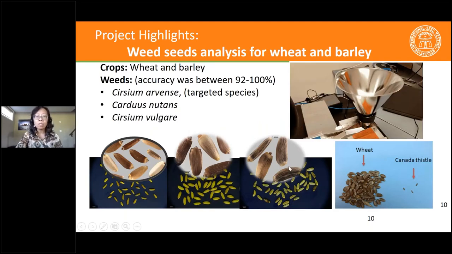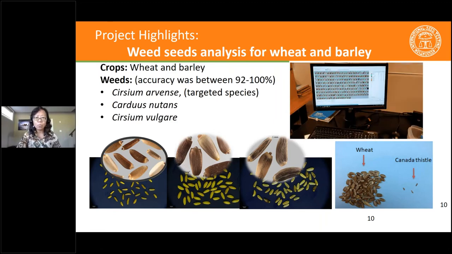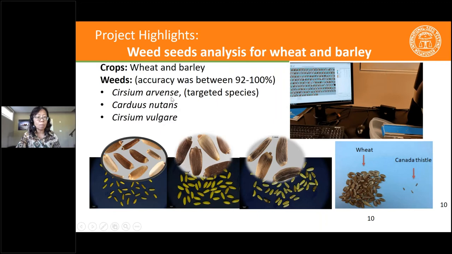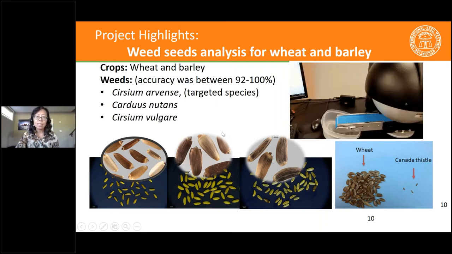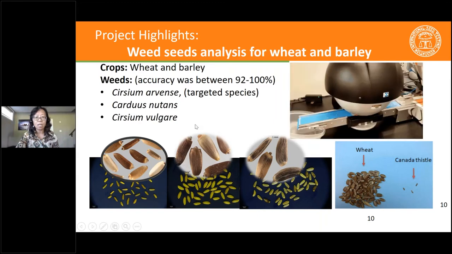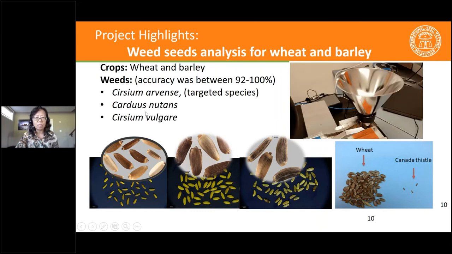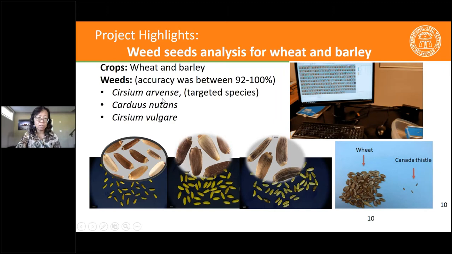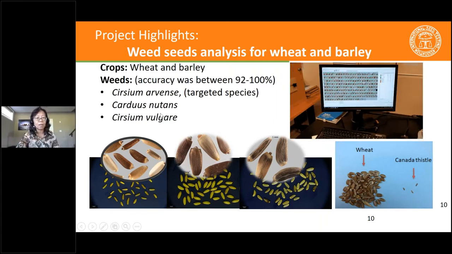And for this project, we also evaluated potential technology. We selected a machine that uses multi-spectrum imaging, and we did an initial test with three targeted species, with the crop kinds wheat and barley. We did seed determination on samples from the wheat and barley to see whether the machine can detect Cirsium arvense, and the other two species similar to it. Canada thistle, in common name, is the targeted species, which is a regulated species.